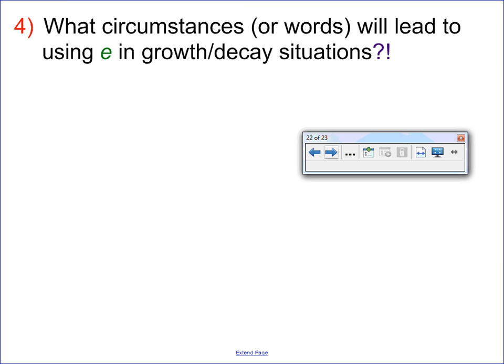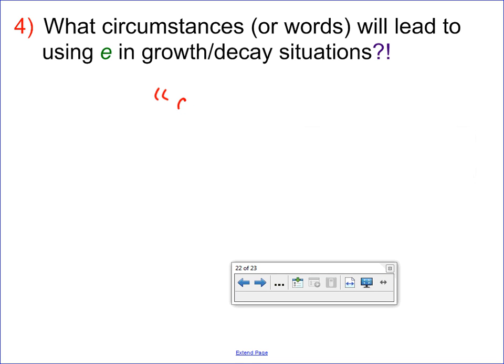And lastly, what word or words authorizes the use of that number e in growth or decay situations? So what word are we looking for in order to allow us to use the exponential growth or decay equation? What's that word we're looking for? Continuously, absolutely. So anytime we're saying that a quantity grows continuously, continuously compounded interest, or decays continuously, then we're talking about using Euler's number in my equation. E is a number so famous it gets its own letter.